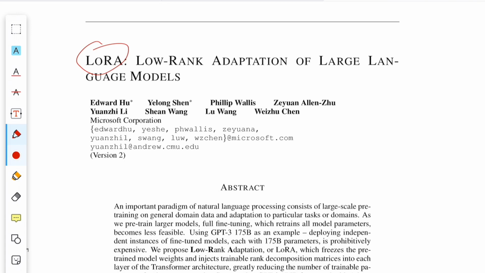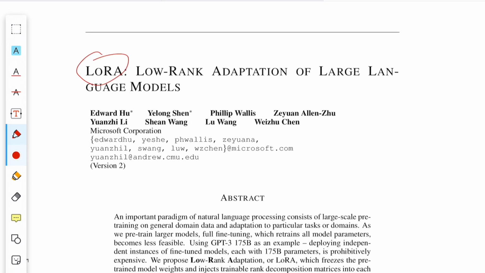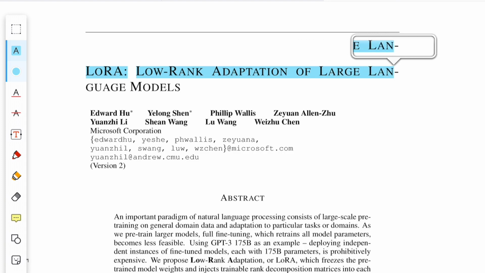I'm gonna pose some questions, so hopefully we can find the answers from this paper. By doing this, we can understand this paper. So as you can see, the paper is called LoRA. So what is LoRA? It's low rank adaptation of large language models. Through the title, we can see the paper is trying to solve a problem about large language models.